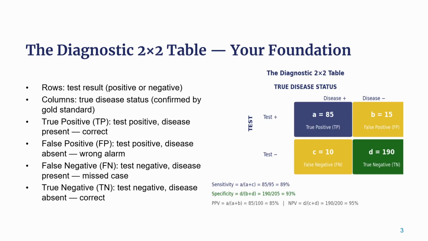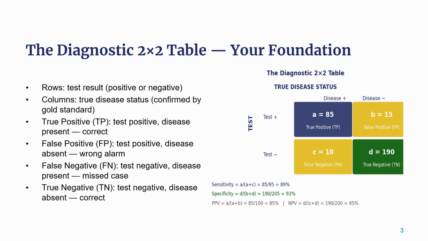Everything in diagnostic test accuracy flows from this table. Let's make sure we're solid on the 4 cells before we move on. True positives and true negatives are correct results. False positives are false alarms. The test fires when there's nothing there. False negatives are missed cases. The test fails to detect real disease.